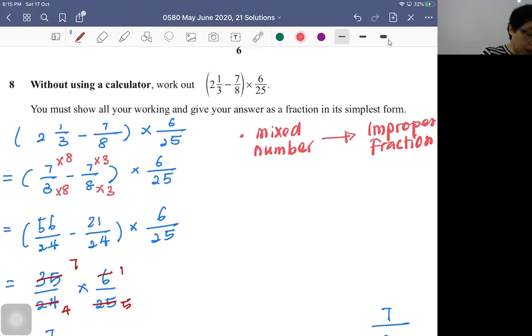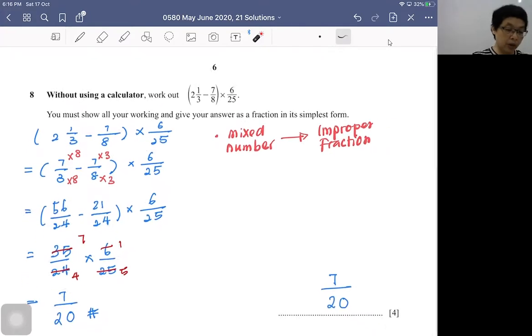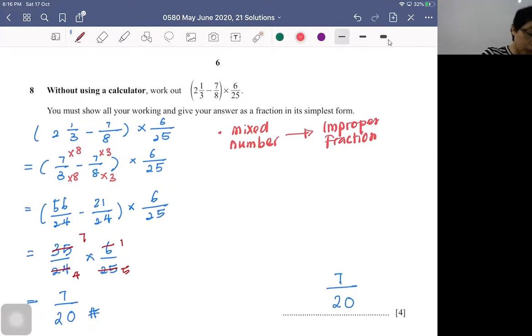Okay, so how do we convert? We just take 3, multiply by 2, and then you add on 1, and that's how you get 7. Then the next thing to do is making both of them the subtraction with the same denominator. All right, that's what we do.